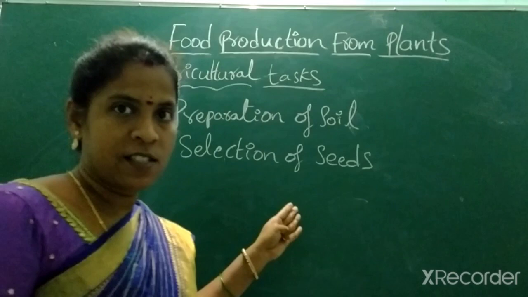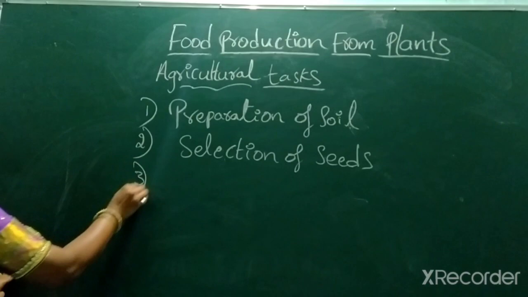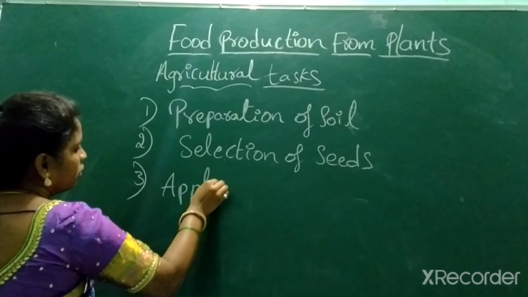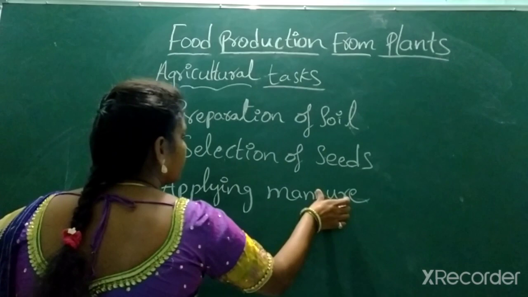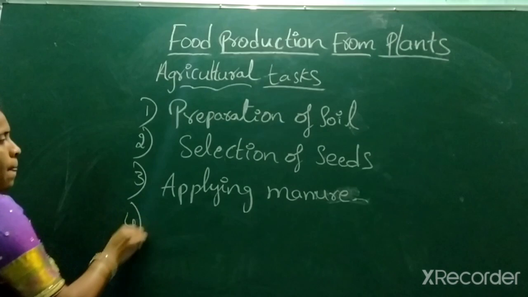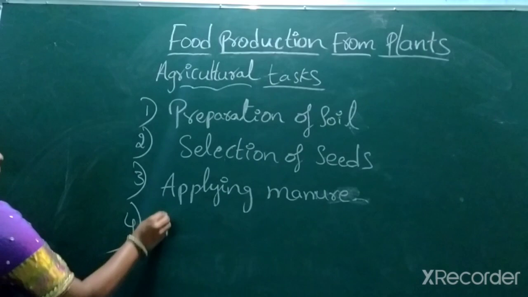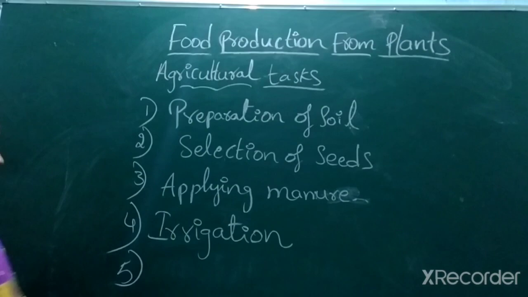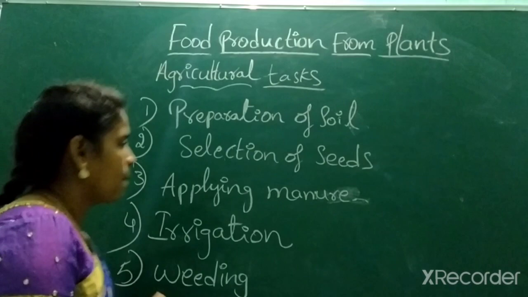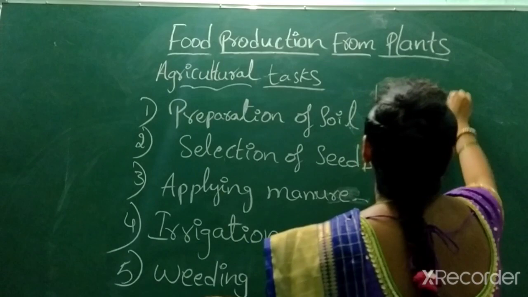selection of seeds. Selection of seeds is the second one. And the third one is applying manure. Applying manure is the third one. And the fourth one is irrigation. Fifth one is weeding. Sixth one, harvesting. Seventh one, storing.